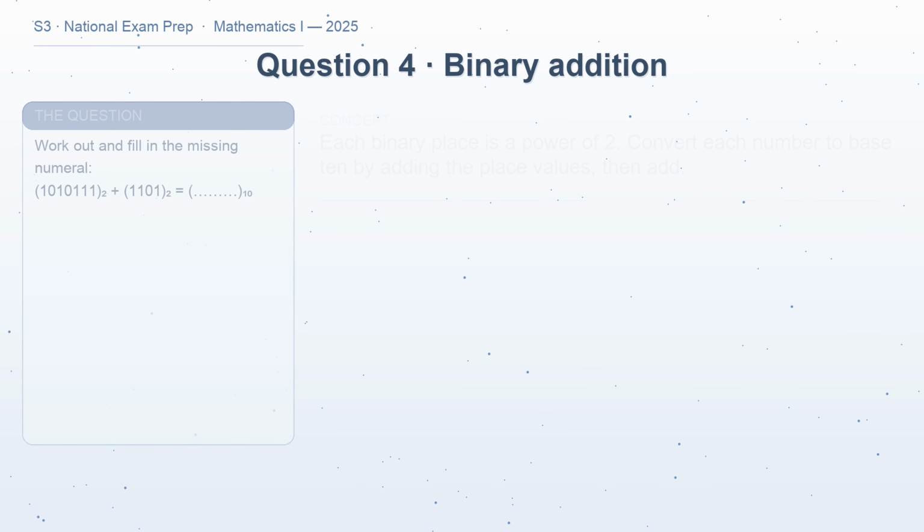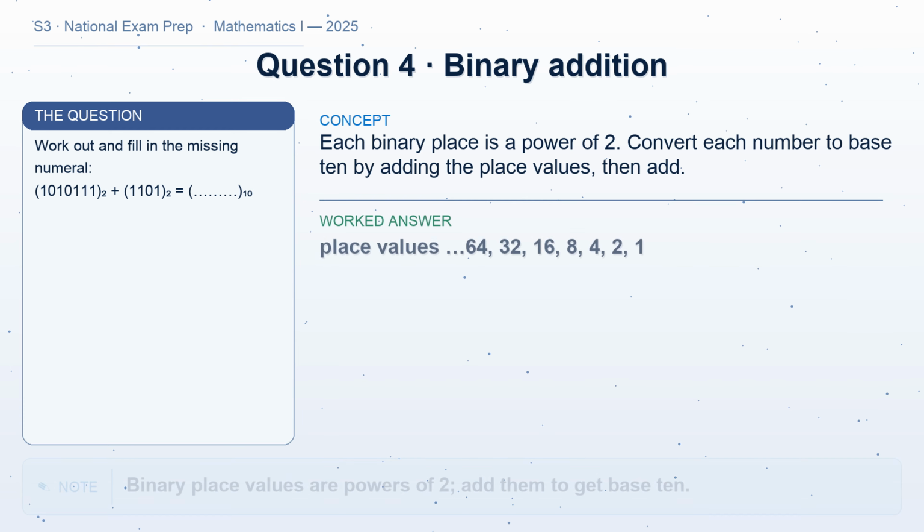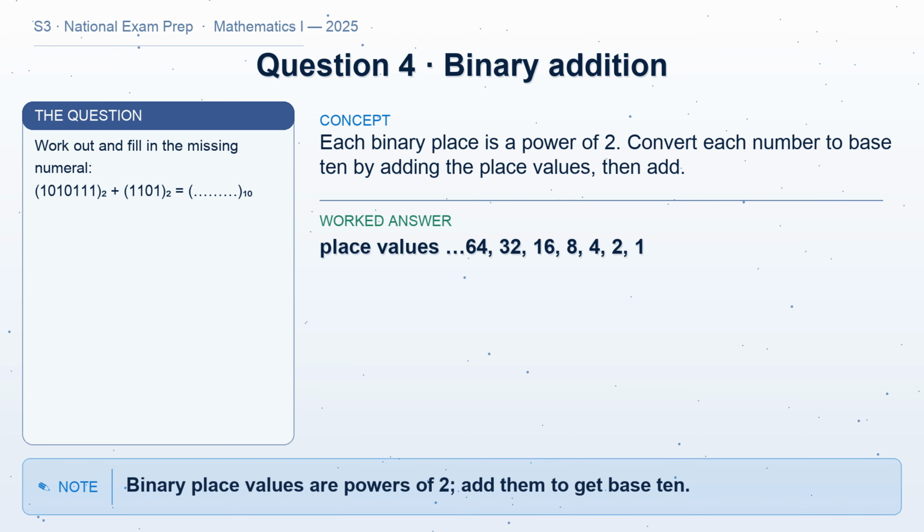Question 4. Add the binary numbers 1010111 and 1101 and give the result in base 10. In binary, each place is a power of 2, starting from the right 1, 2, 4, 8, 16, and so on. The simplest way here is to turn each binary number into base 10, then add.